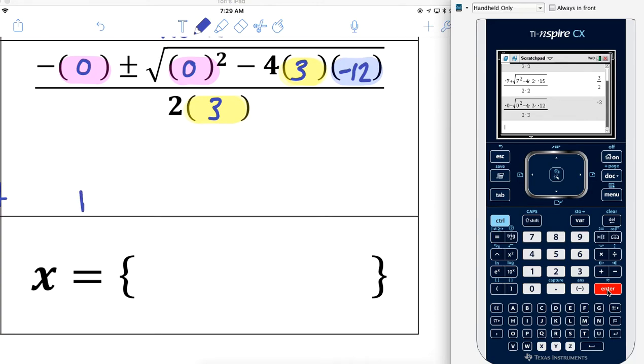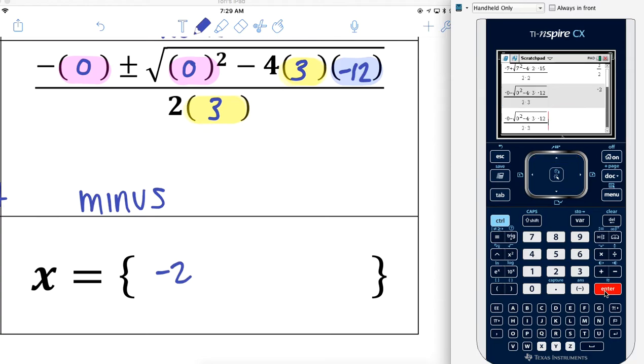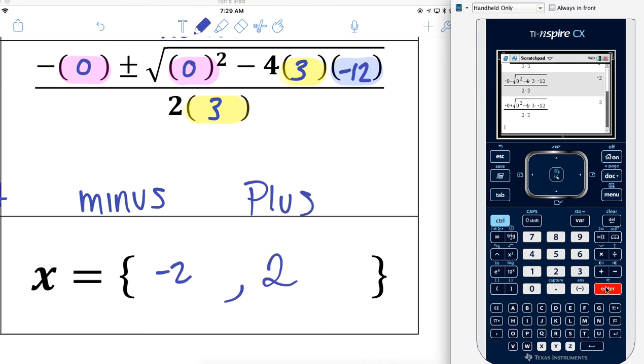So when I did the minus, I got a negative 2. That's my first answer. So I'm going to go up, up, turn it blue, enter, copy it and paste it, move my arrow all the way back, and change it to a plus sign. When I change it to a plus, that gives me my second answer, positive 2. Okay? All right, if you have no questions, take a second, pause this. Let's go to question 3.